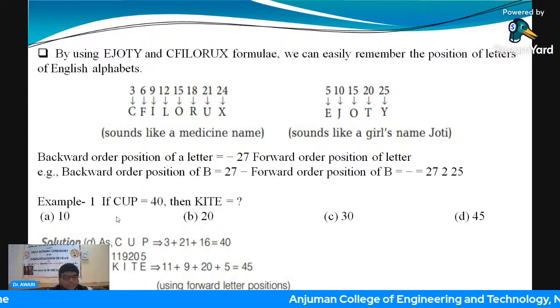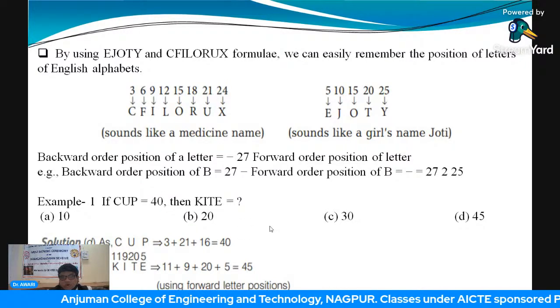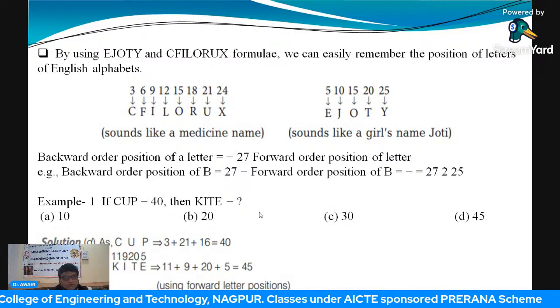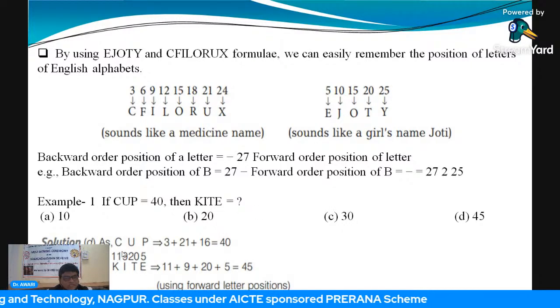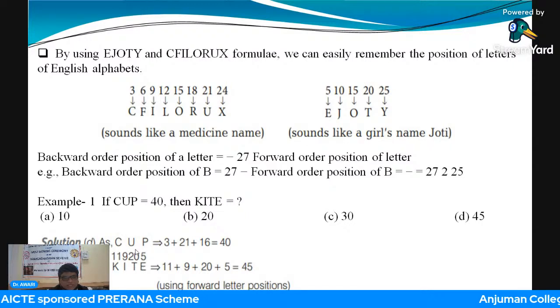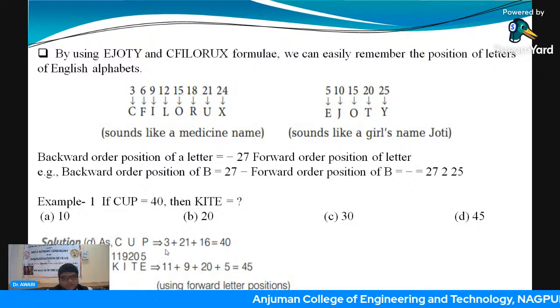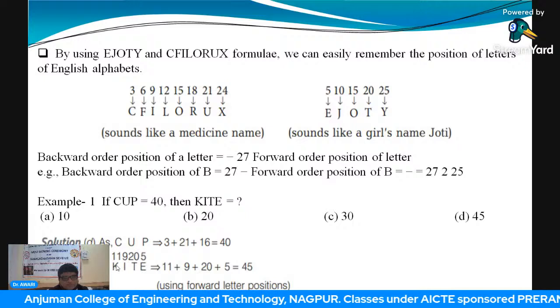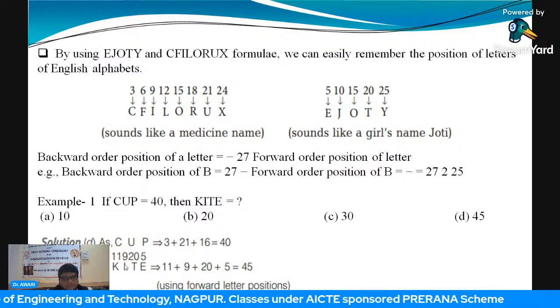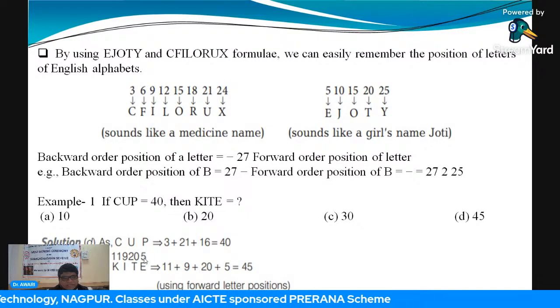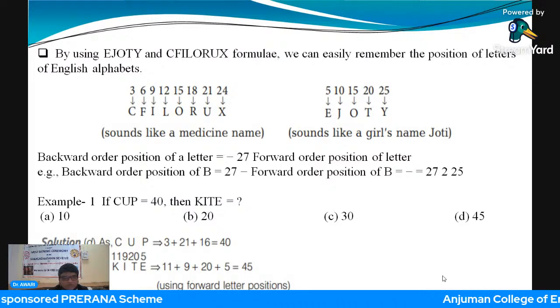For example, if CUP is equal to 40, these questions will be there, then KIT is equal to what? CUP is equal to 40, so the solution can be determined like this. C is 3, U is 21, and P is 16. So the total comes out to be 40. Similarly, KIT: K is 11, I is 9, T is 20, so 11 plus 9 plus 20, that is 40.